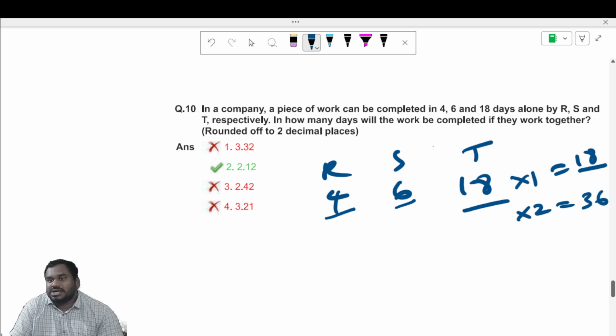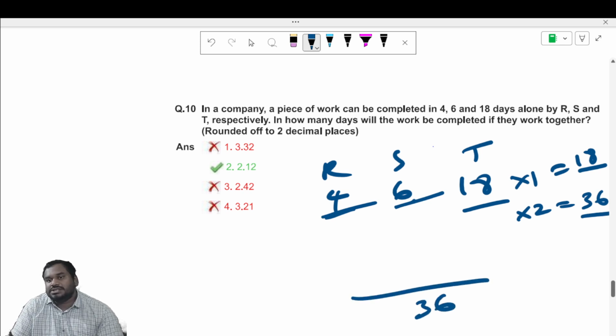36, 6? Yes. So by 6 it will be divisible, and by 4 also, 4 9s are 36. So 36 is the LCM. Then take 36. 36 by 4 is 9, 36 by 6 is 6, and 36 by 18 is 2.